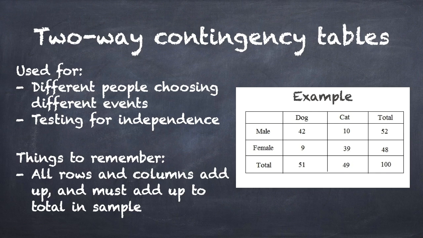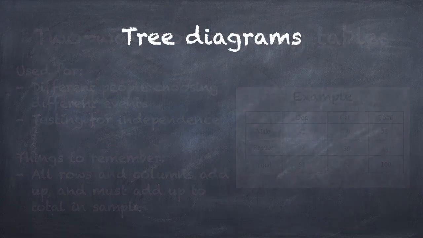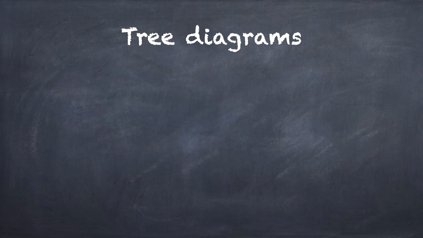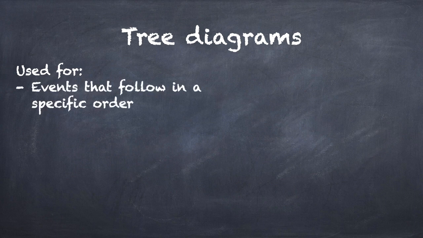So let's quickly then have a look at the second tool, which is tree diagrams. Now, tree diagrams, oh, how I love tree diagrams. They are fantastic little tools, but they can catch you out very, very quickly. So when do we use tree diagrams? Tree diagrams are used when 2 events or 3 events follow on one another.